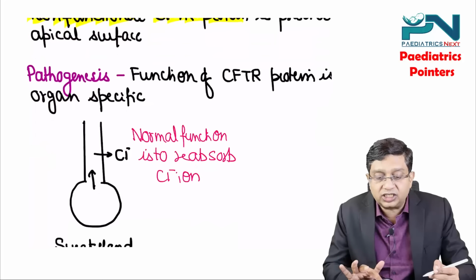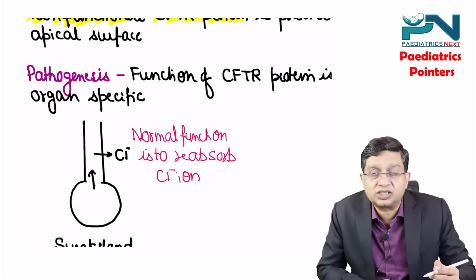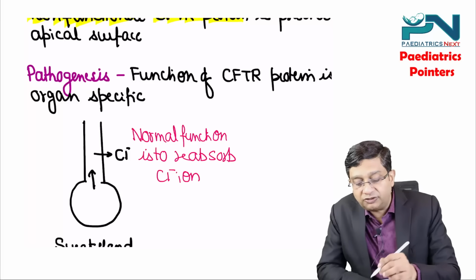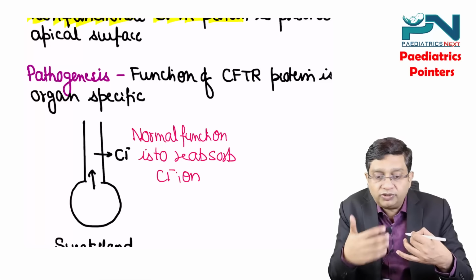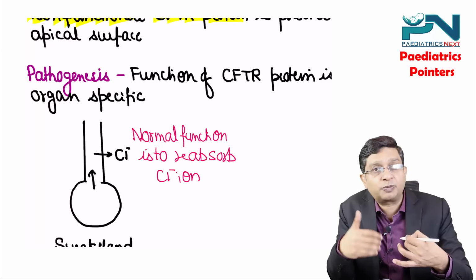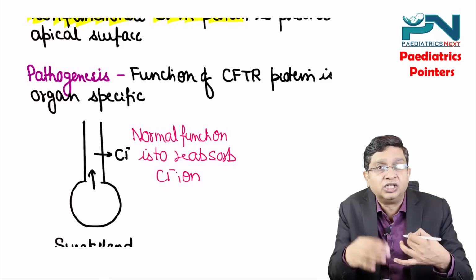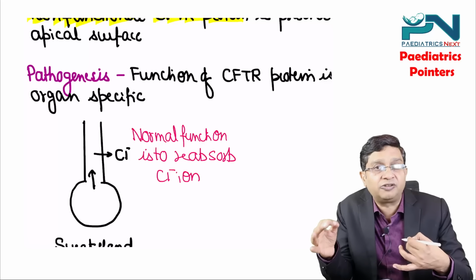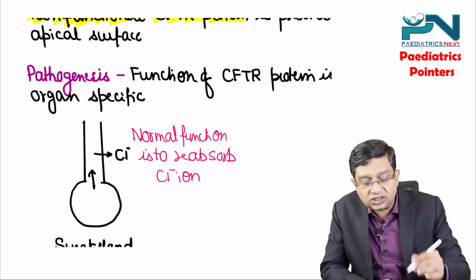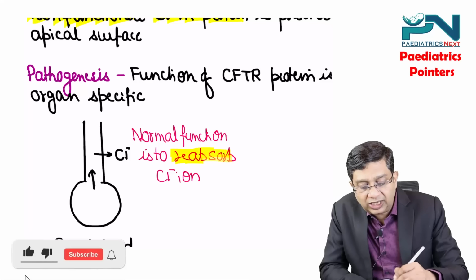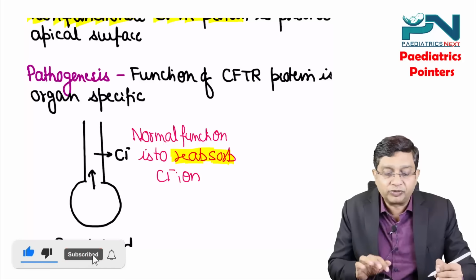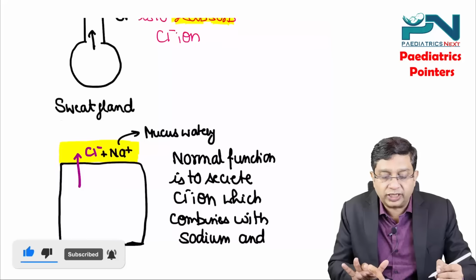Now to understand the clinical features, we talk about the pathogenesis. What you should remember is that the function of CFTR protein is organ specific. We know CFTR protein regulates chloride ion, but the function is different in different organs. In the sweat glands, the normal function is to reabsorb chloride ion.